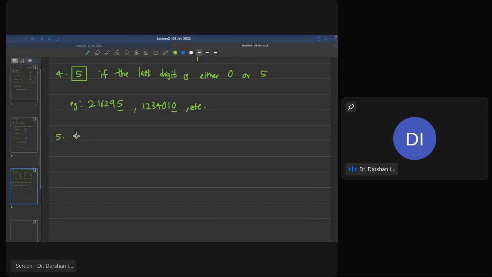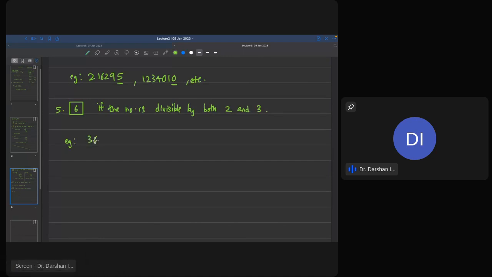Number 6. So, what is the divisibility test for 6? Some of you already answered it, right? Yes, and you are correct. If the number is divisible by both 2 and 3, then it is divisible by 6.